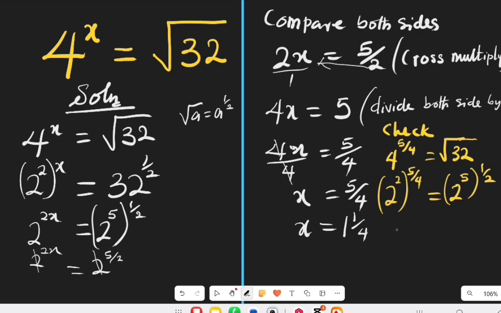Then if we multiply the power, we are going to have 2 raised to the power of 2 times 5 over 4, which is 5 over 2, equal to, when we multiply the power on the right hand side, we are going to have 2 raised to the power of 5 all over 2. If we compare both sides, they are the same, meaning our answer is correct.